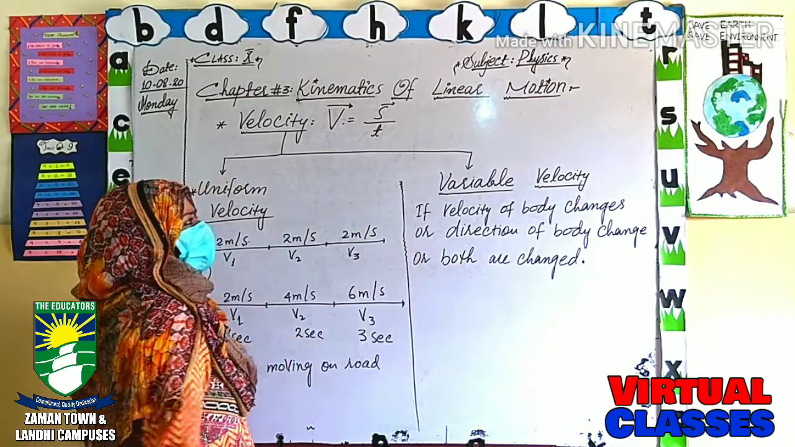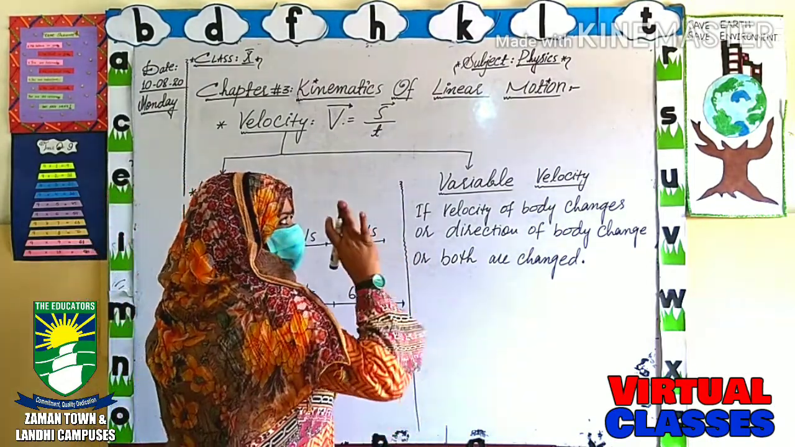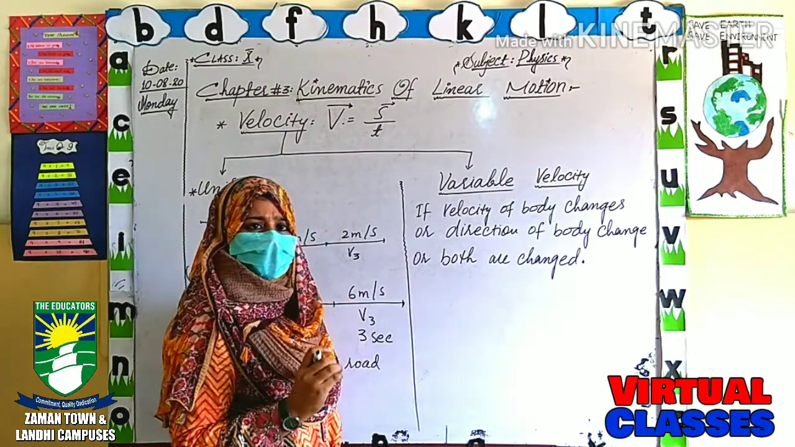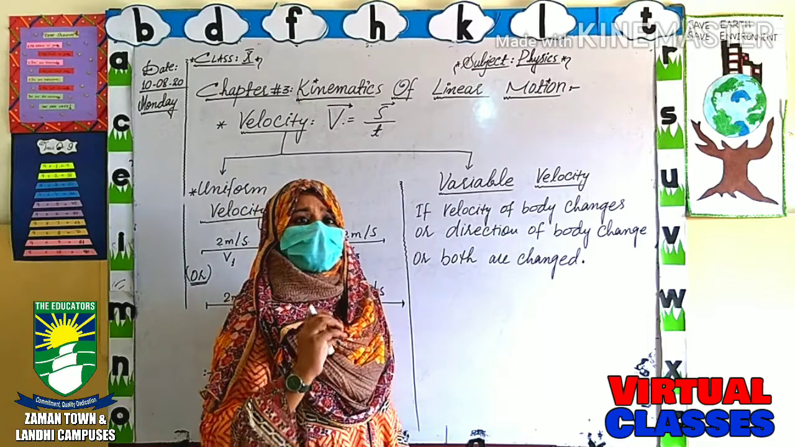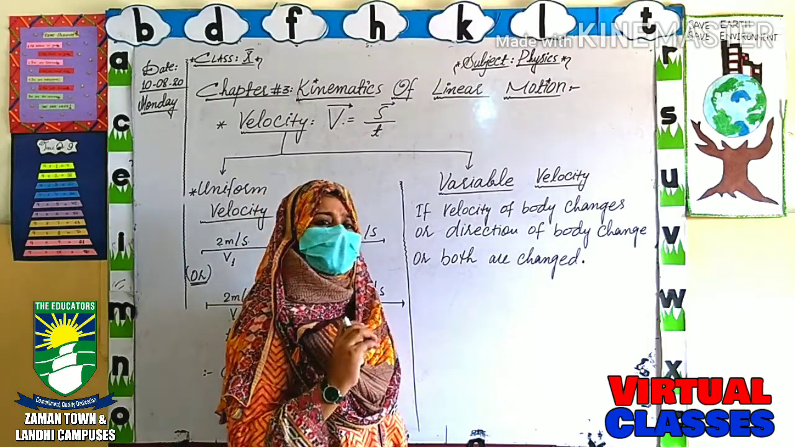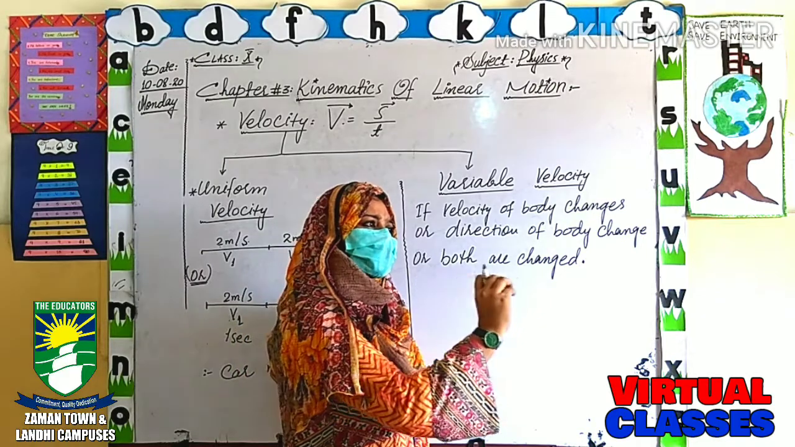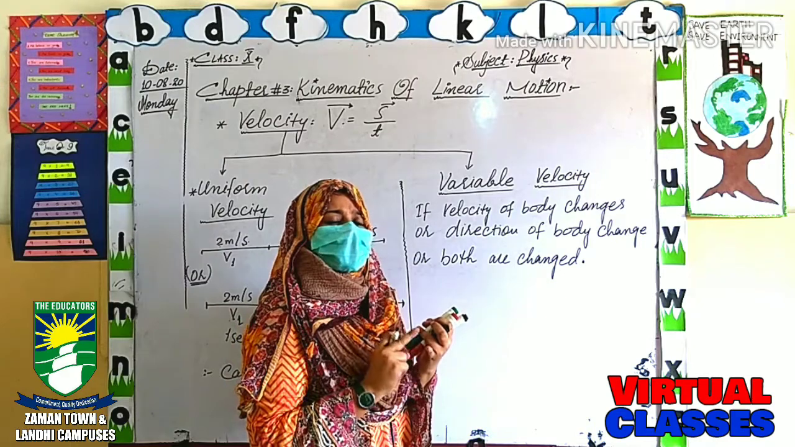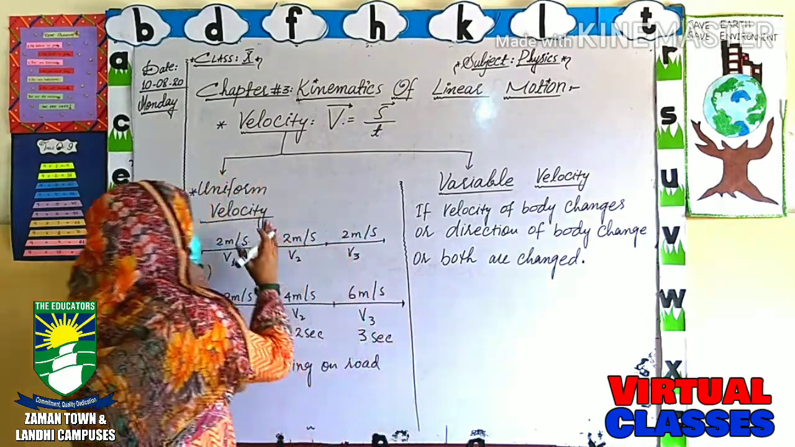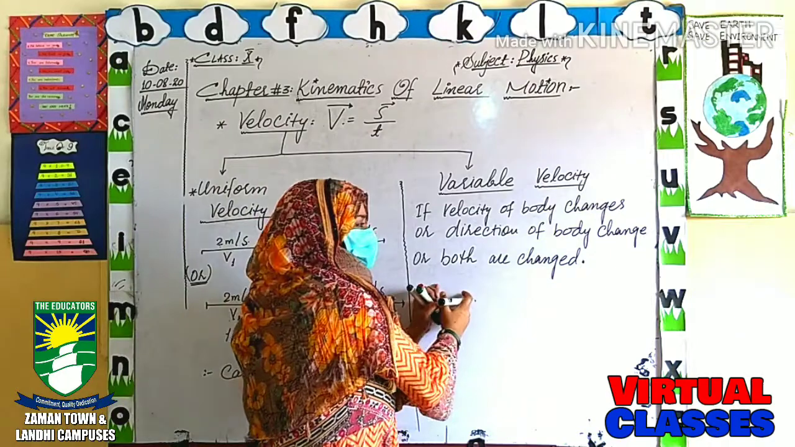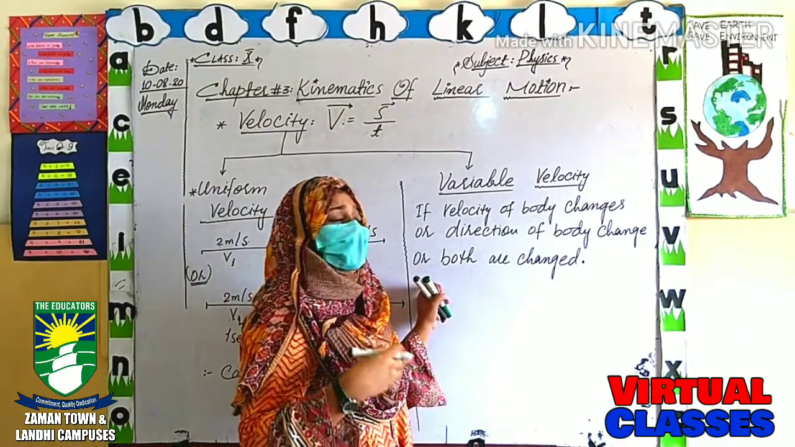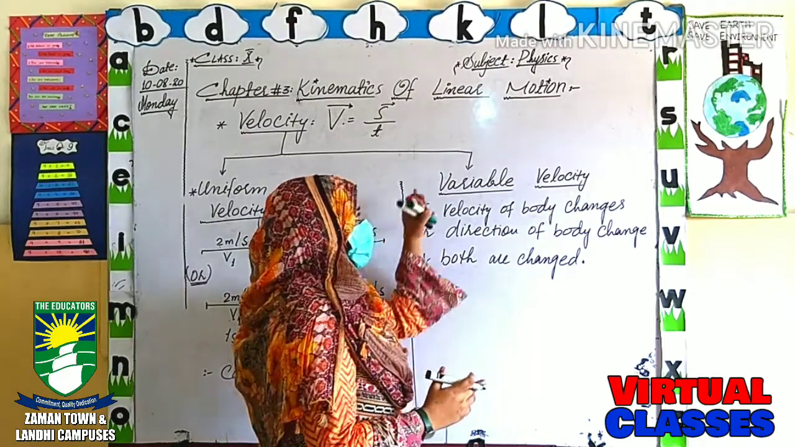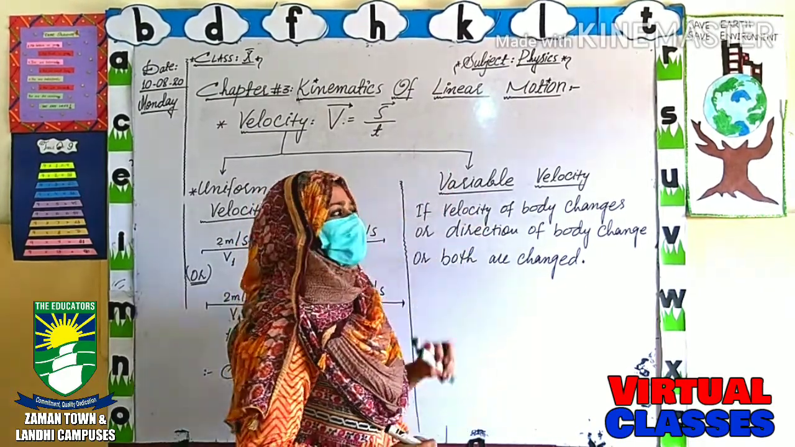Now, what can be an example of variable velocity? Again, the definition of velocity is the displacement covered by the body per unit time in a particular direction. Particular direction means if the body is moving in the forward direction, it keeps moving in the forward direction. Neither the direction nor the velocity should change in uniform velocity. While in case of variable velocity, either the velocity is changing or the direction is changing or both are changing. At that time the velocity is considered variable velocity.